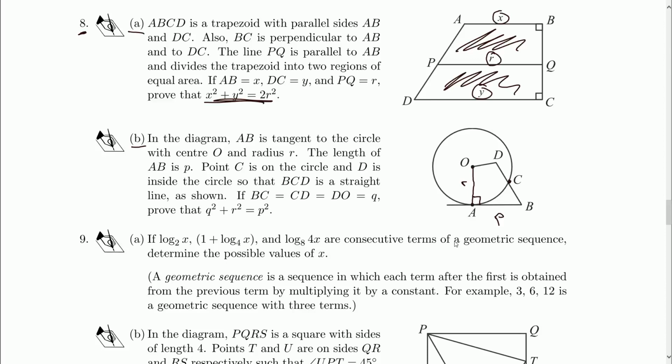Now we're connecting it up to OD for some reason. If BC, CD, and DO are all length Q, prove that Q squared plus R squared equals P squared. Now this almost looks like it could be a trapezoid, but I can't guarantee that OD is parallel to AB.